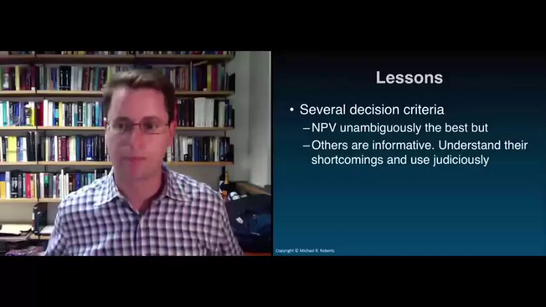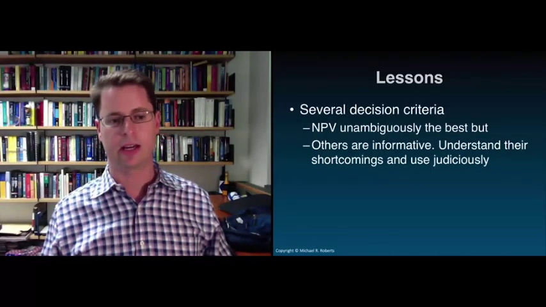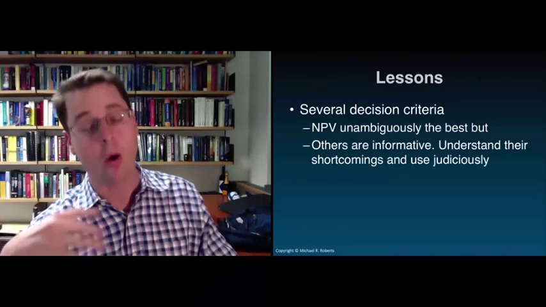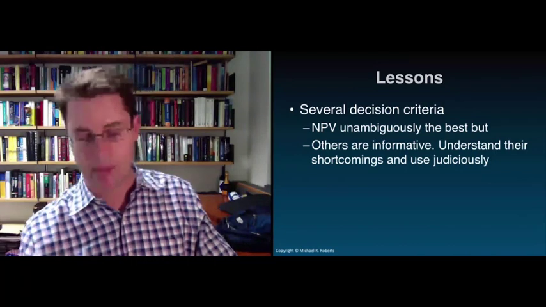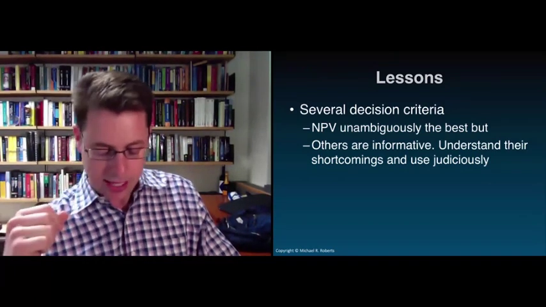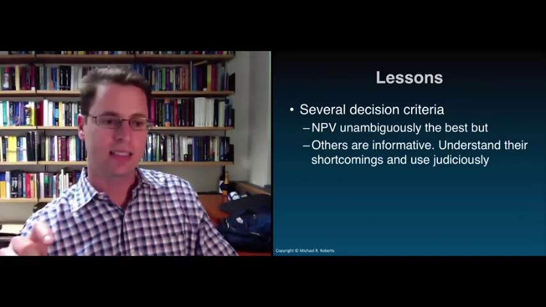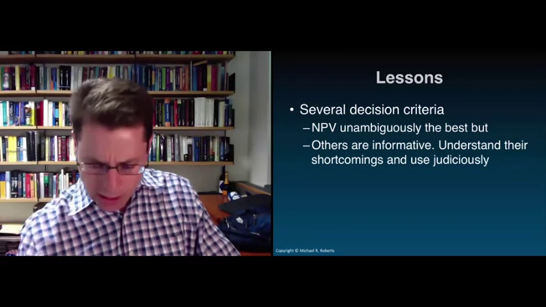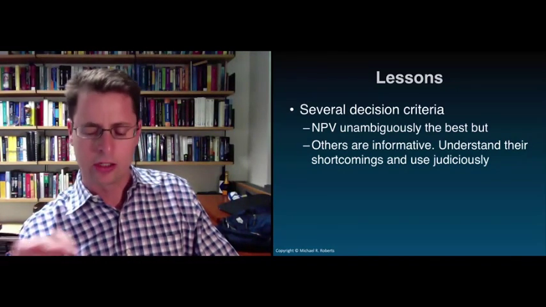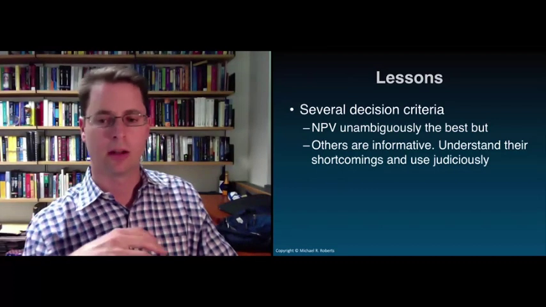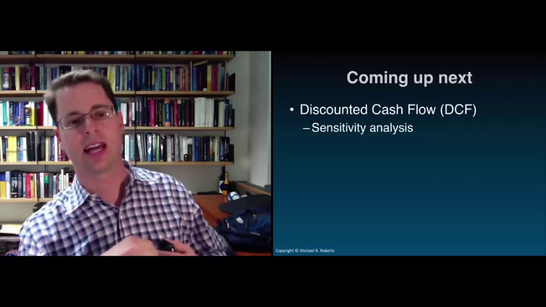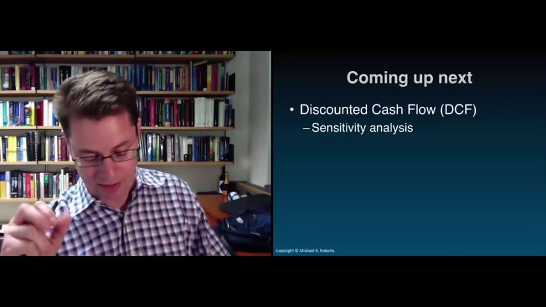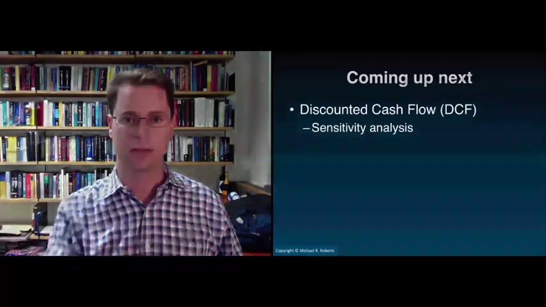All right, so let's bring this all back together. Let's bring it full circle. So there's several decision criteria. NPV is unambiguously the best and should always be used. But I want to emphasize that others, such as the internal rate of return and payback period, or its discounted cousin, they're all informative. And the key is to understand the shortcomings of these alternative decision criteria to avoid any mistakes that feed into the ultimate decision. So what I want to turn to in our next class is sensitivity analysis, which is an integral component of any DCF. Thanks again, and I look forward to seeing you.